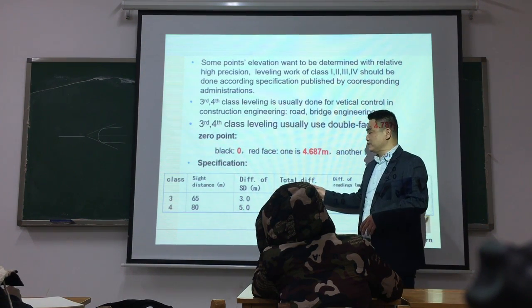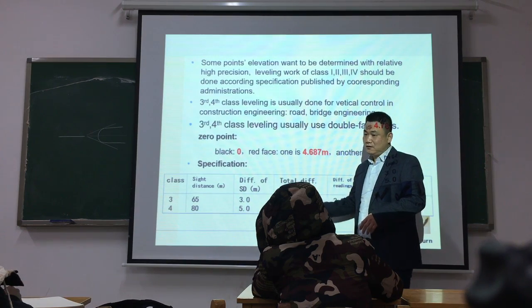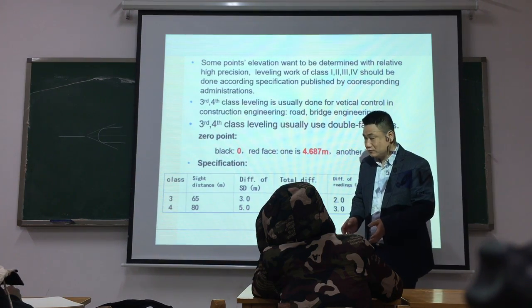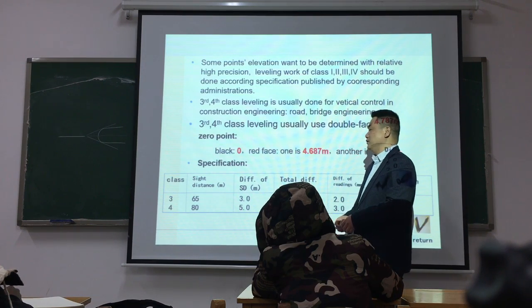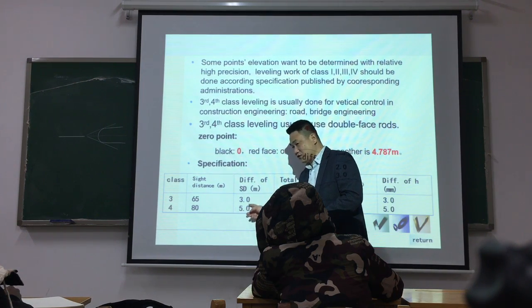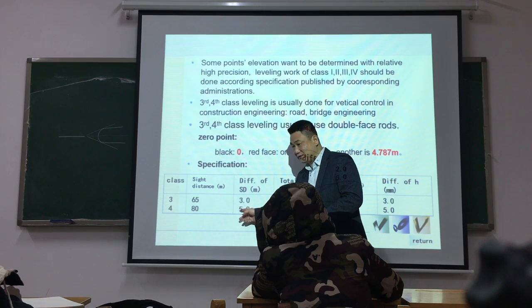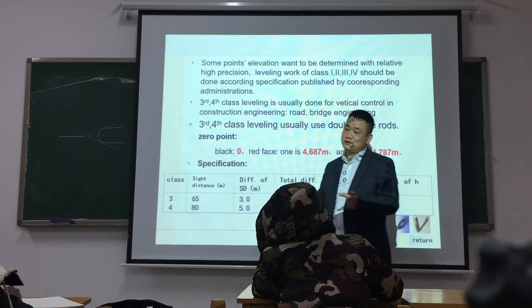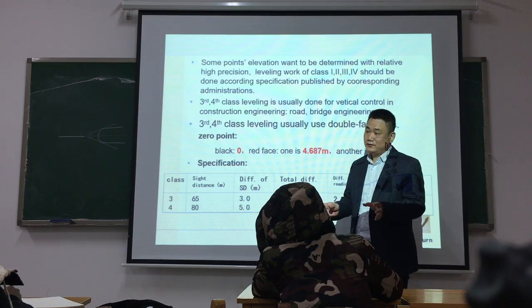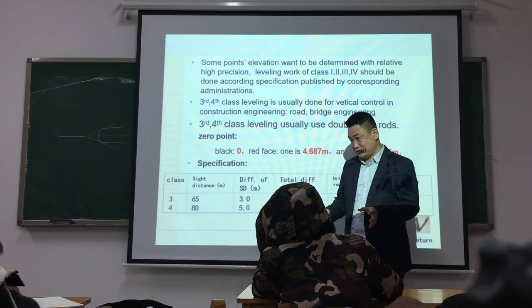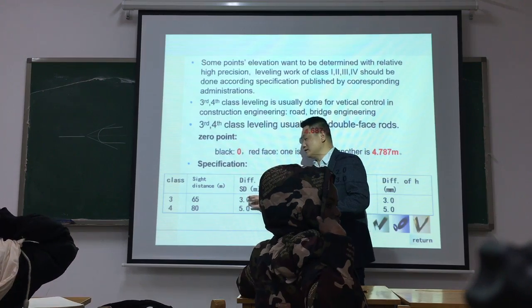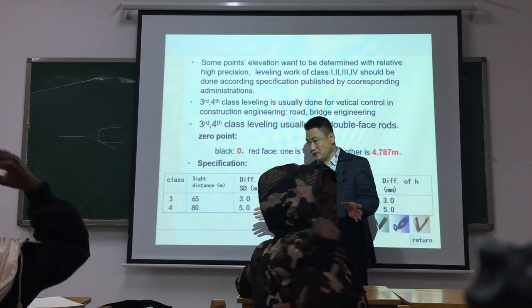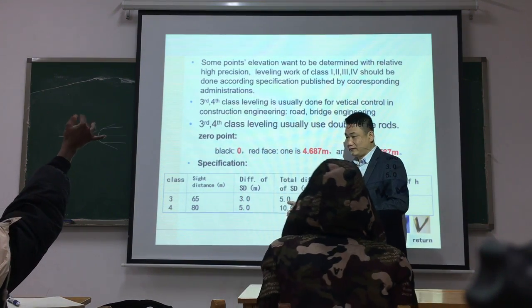And the total difference of sight distance. For each station, you should keep the two distances roughly equal, so for each station the difference should be less than this number. But a leveling route includes many stations, so the difference of sight distance of the whole route should be less than this.